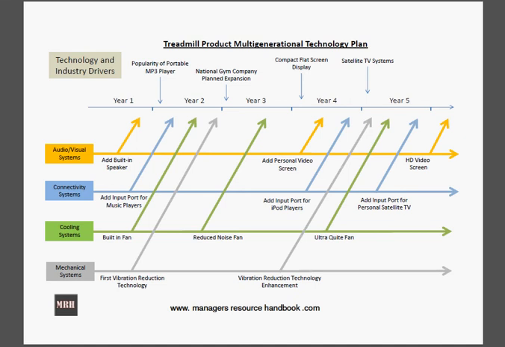If you go all the way down to the bottom there, for example, the gray mechanical systems, maybe you're timing it for the National Gym Company's planned expansion. You want to develop some vibration reduction technology for your treadmills to make it more comfortable for users, and you want to have that as a key feature to market towards the National Gym Company. And then again, a few years later, maybe you go and enhance that technology for year 5. So again, the multi-generational technology plan has 3 key elements: time, market and industry trends, and then of course the technology that you're working on.